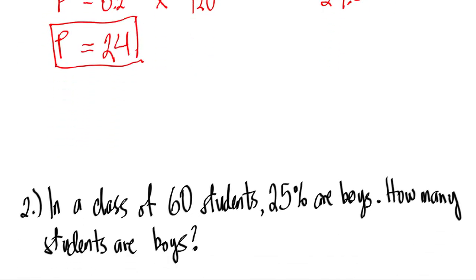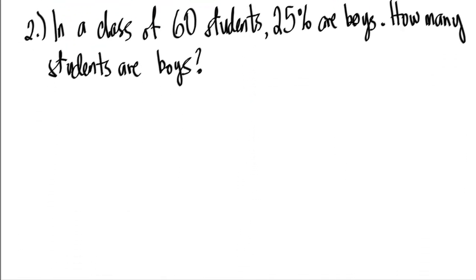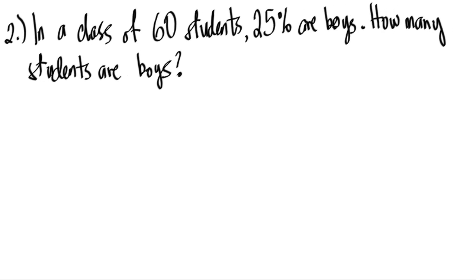Second example. In a class of 60 students, 25% are boys. So if 25% are boys out of 60 students, how many students are the boys? We need to know what these numbers are. Clearly, this 25% is the rate because it's the only one with the percent symbol. In a class of 60 students, what does this 60 mean? Since this is a class, we can say that this 60 students is the totality of this class.